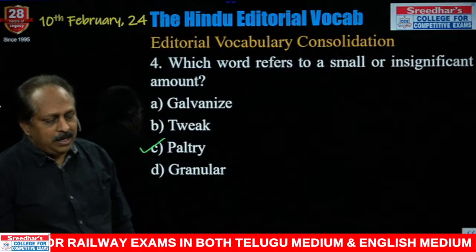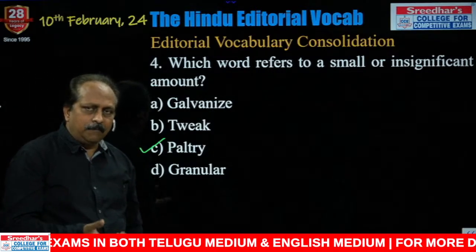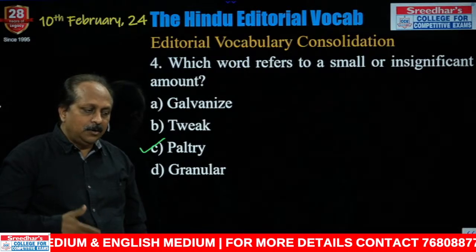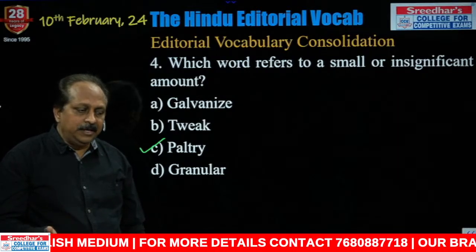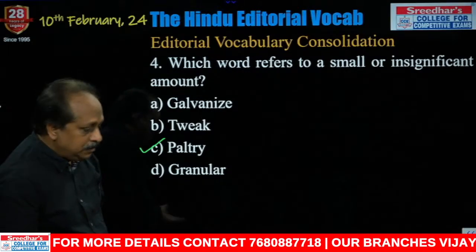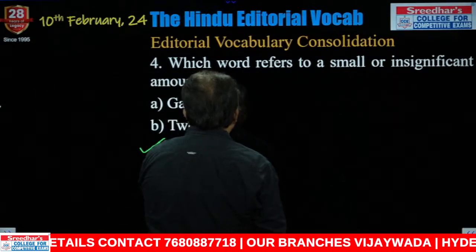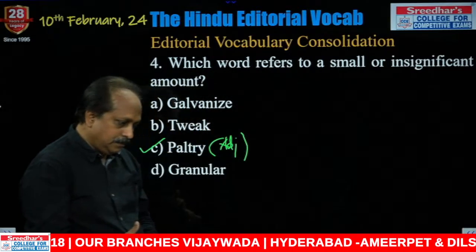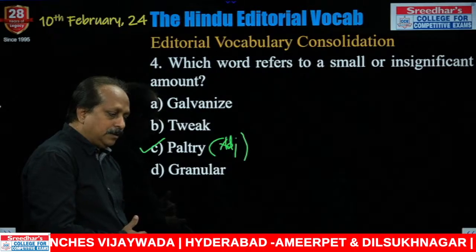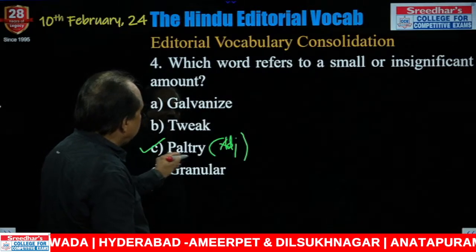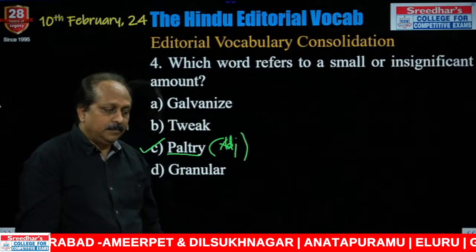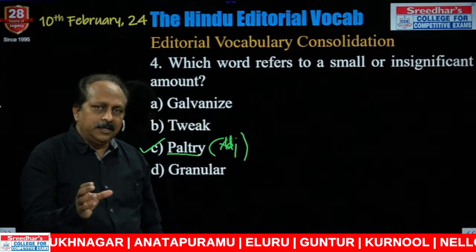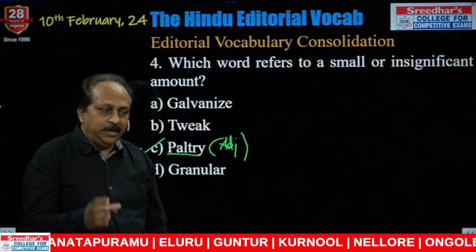From the exam point of view, knowing the meaning is only one dimension. That is the first step. You have to go beyond that. You have to know the part of speech. You have to know the word forms, word combinations, and the word usage. Here, paltry is an adjective. Very good. Adjective. And what are the combinations? Paltry amount, paltry contribution means a little, not a lot, meager.